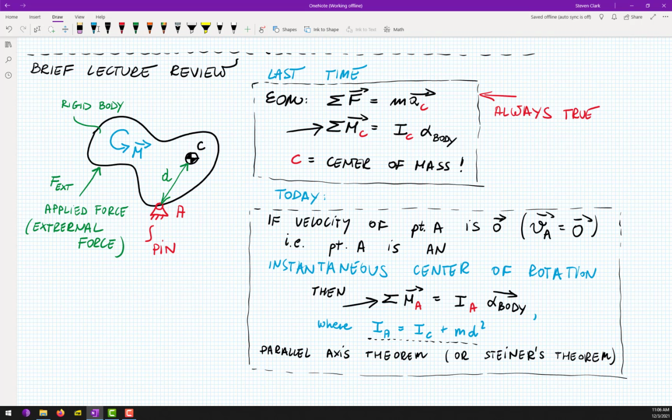And of course, IA can be obtained using the parallel axis theorem. In the US, and I think any English-speaking country, it is called the parallel axis theorem, but in many other countries it is called Steiner's theorem. So I'm going to use both terms. That's all. Was I clear? Okay. Any questions?